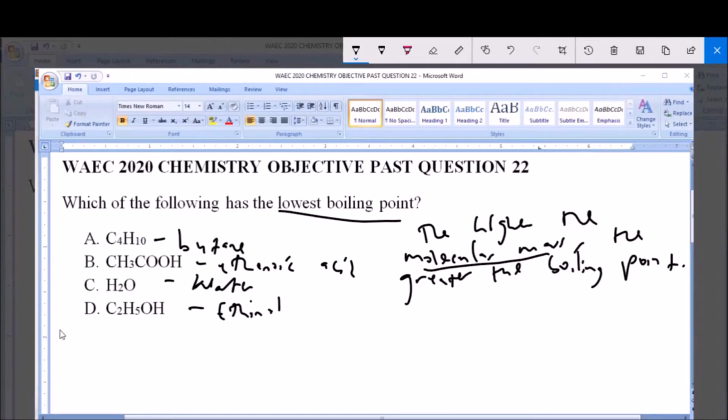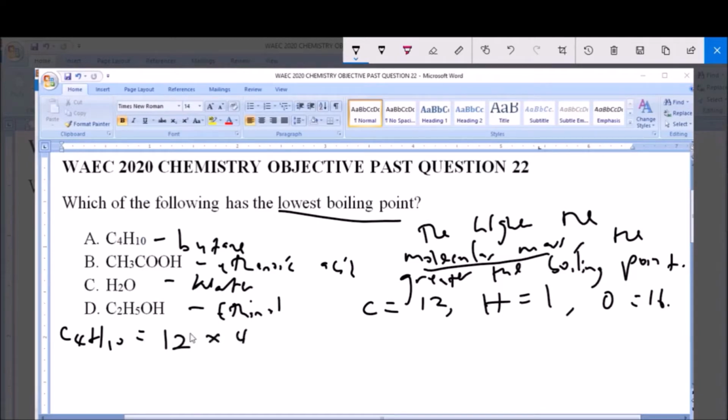So let's calculate for option A, which is butane, C4H10. It will be important to note that the atomic mass of carbon is approximately 12, of hydrogen is 1, and of oxygen is 16. So here we are using 12 for carbon, so 12 multiplied by 4 plus 10 multiplied by 1, that is 10 atoms of hydrogen, and that is equal to 58 grams per mole.